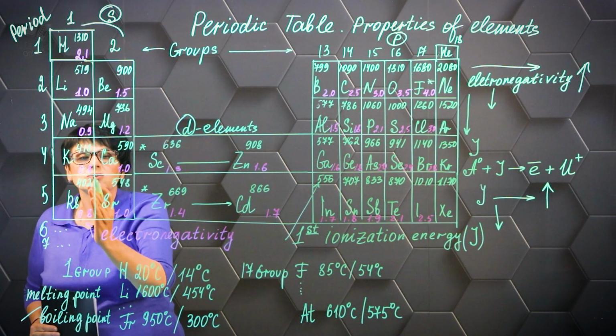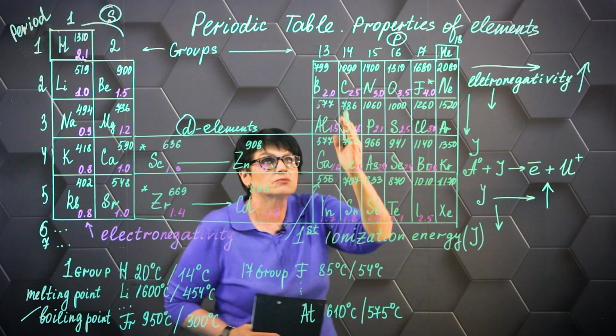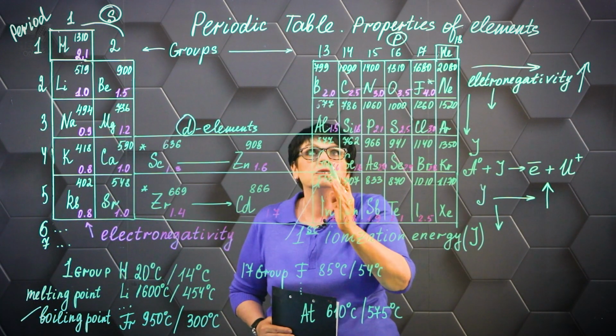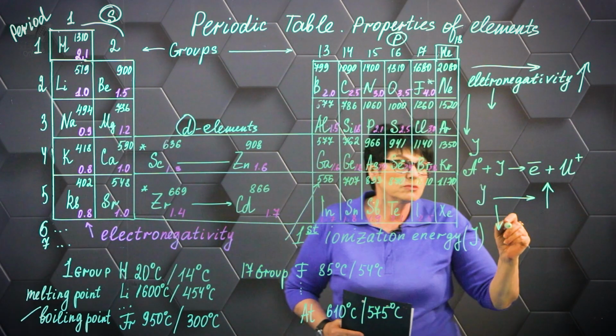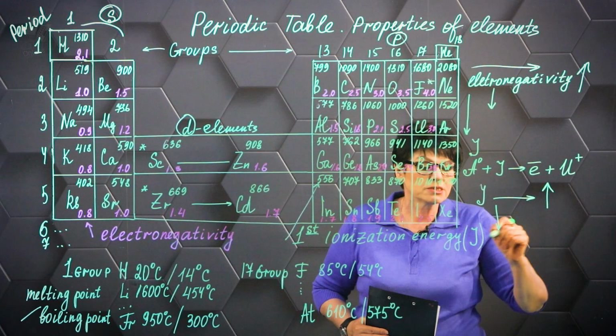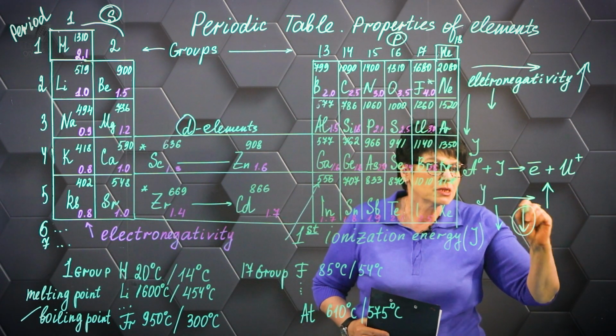These values are easily seen to decrease in the first group. In the second group they decrease. We can see it also in the 13th group, in the 14th group, and so on. So from top to bottom, the ionization energy is going to decrease. So the changes look like this.